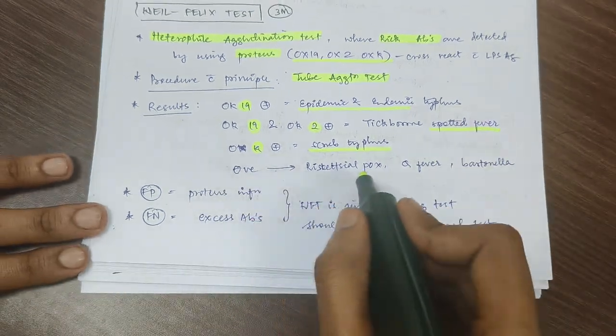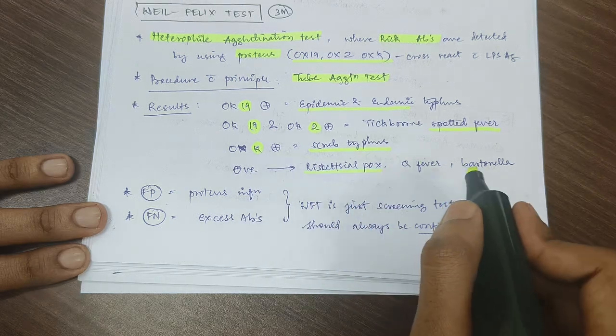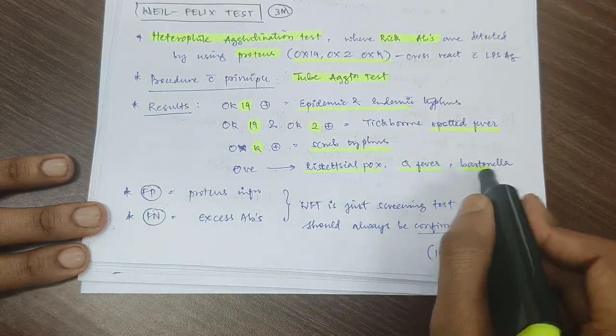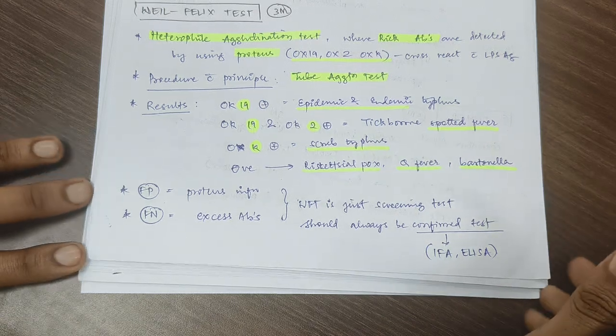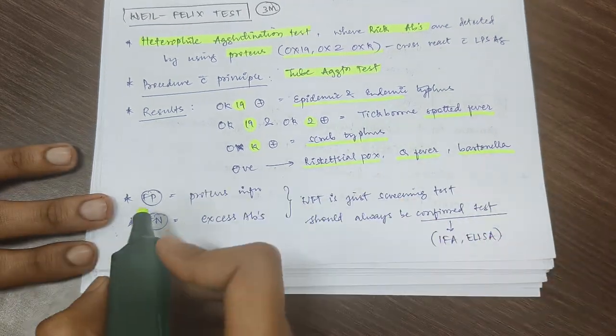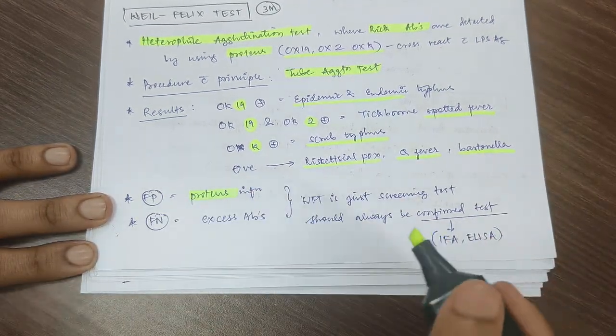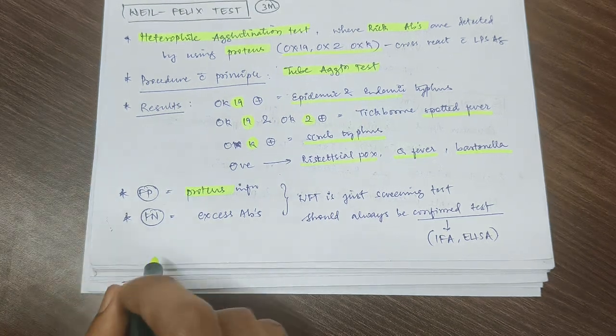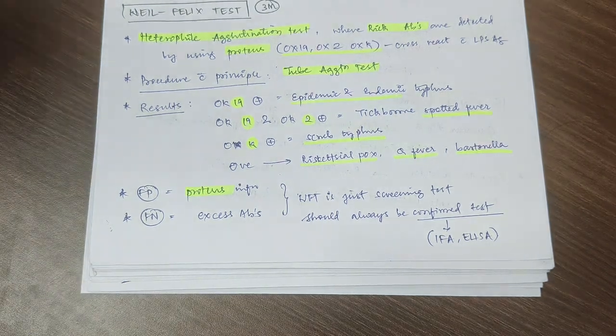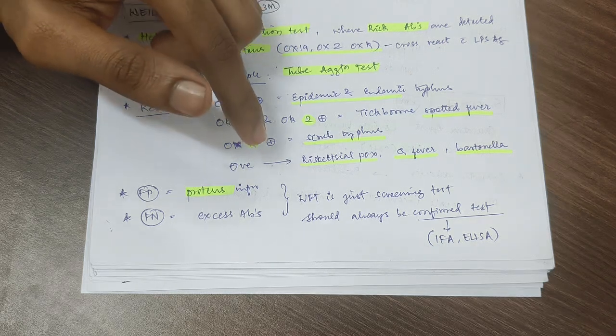Coming, if it is negative, it is in case of rickettsial pox, Q fever, and Bartonella. I have told, right? Weil-Felix is negative in case of Q fever, I just mentioned before. Then false positive is seen in case of Proteus infection, because the Proteus antigens are going to be increased. Then coming to the false negative, it is due to excess of antibodies, that is called the prozone phenomenon.